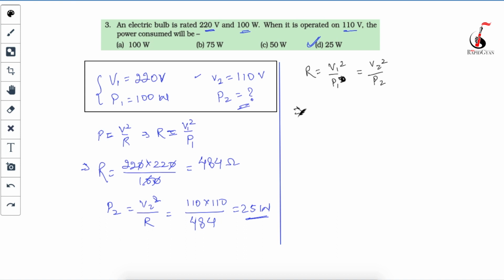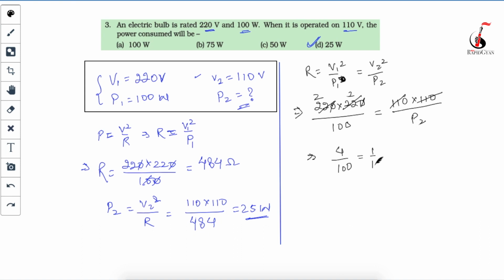So what is your V1 square? Your V1 square means 220 square. So I will write here 220 multiplied by 220 divided by P1. What is your P1? 100, which is equal to V2 square, which is 110 multiplied by 110 upon P2. Correct? So see here, beta, these zeros will be cancelled, this will also cancel out 2 times. So the numerator will become 2 to the 4 upon 100, which is equal to 1 upon P2.